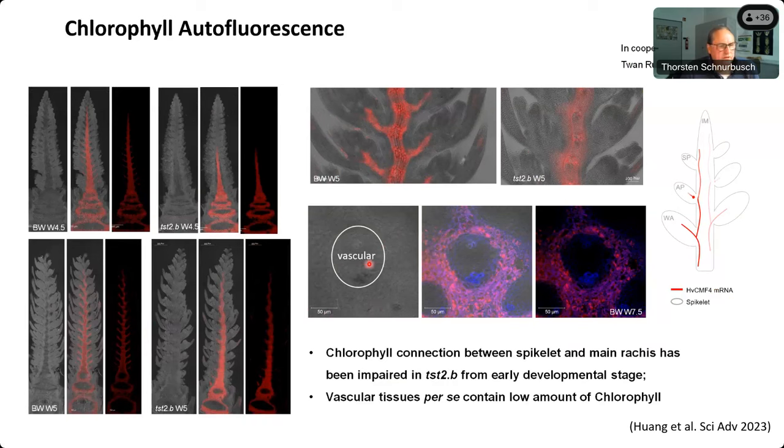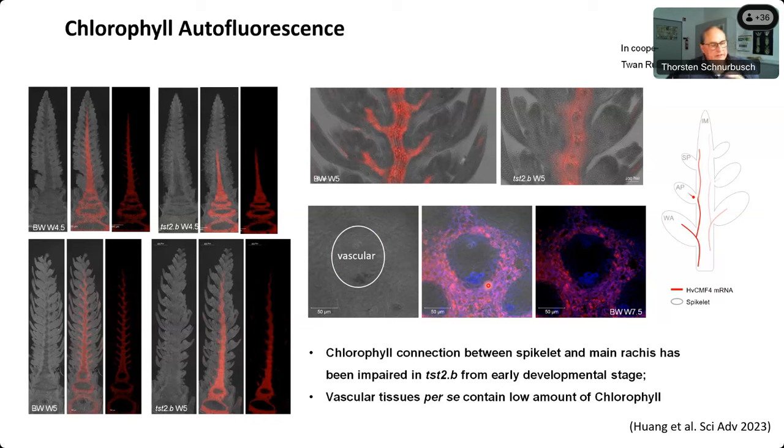So what you can actually see in the Bowman and in the mutant is that, for example, the chlorophyll coloration usually comes from cells which are surrounding the vasculature, as you can see here. So here's a non-autofluorescence image of the tissue. And you can see here with an autofluorescence image, clearly the cells which are producing chloroplasts. And in the center, you see the vascular bundles. And that's very interesting.